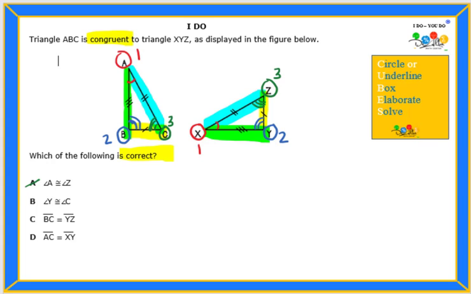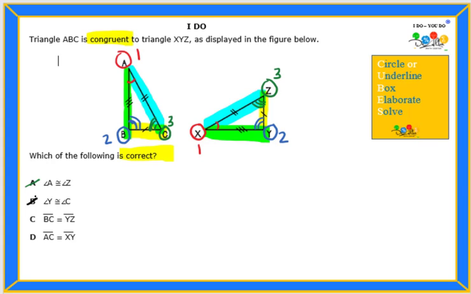The second one says angle Y is congruent to angle C. So angle Y is angle 2, and angle C is angle 3. They are not the same angle. They are not the same measure. They are not congruent. That is not correct.